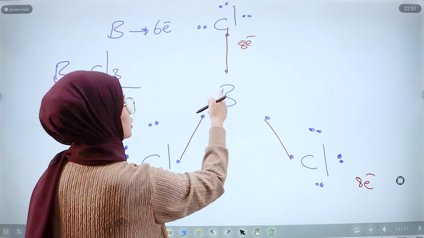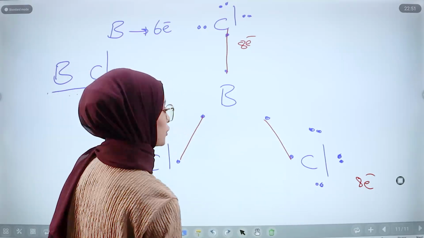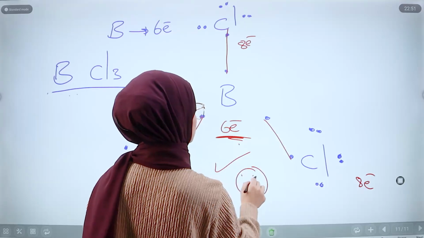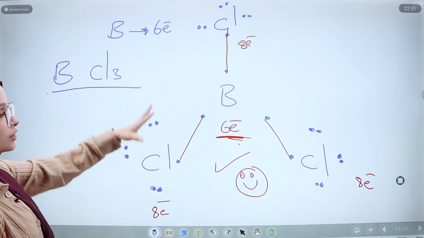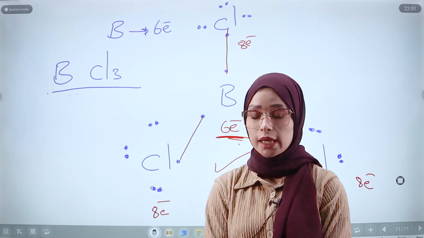I'm pleased. This boron is 1, 2, 3, 4, 5, 6. It's not 8. No problem. This is 6 electrons. These are the 6 electrons. I'm happy. This is the other exception. These are exceptions of the octet rule.